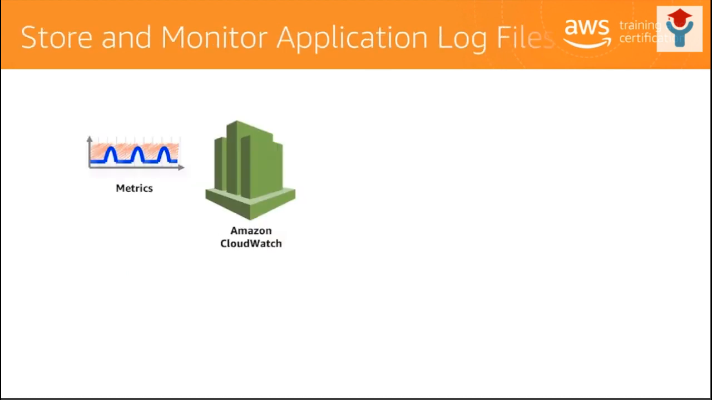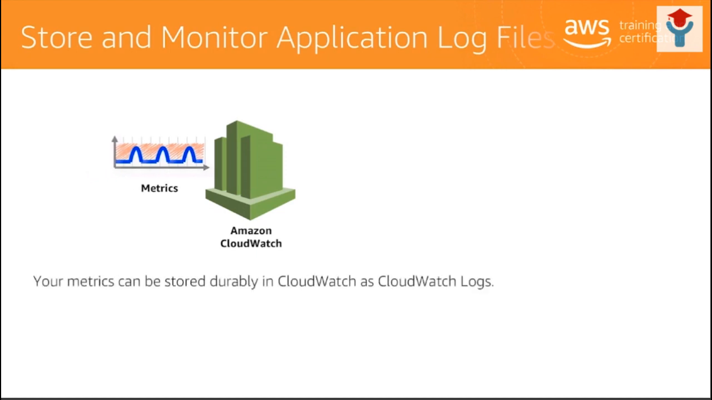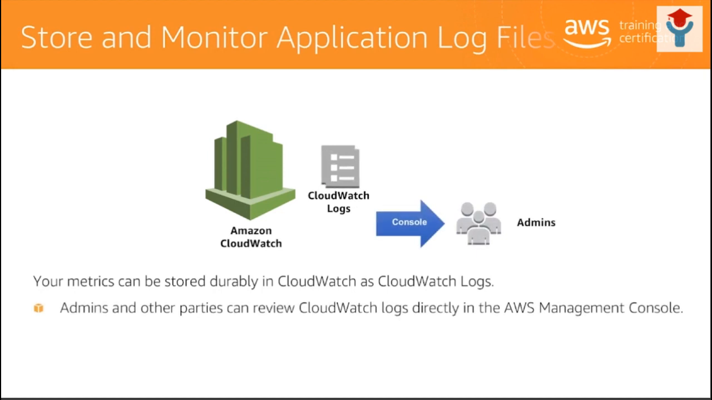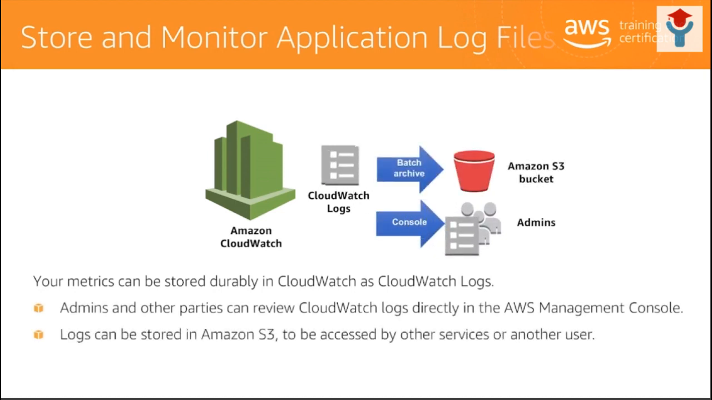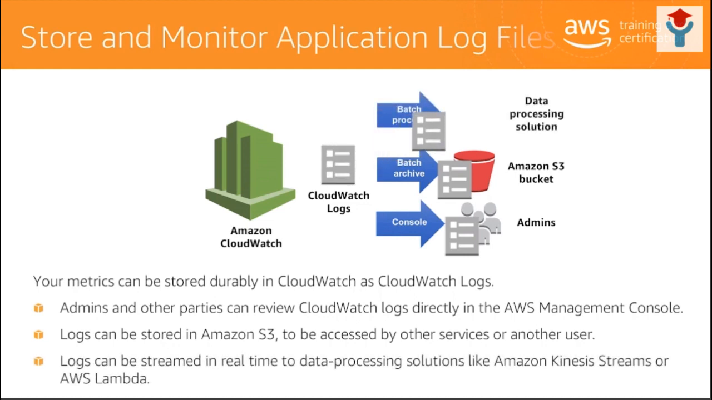Additionally, you can store and monitor your application log files, collect those metrics, and they can be durably stored for a long period of time. They can be visualized by admins through the console, or they can be stored in S3 for access by another service, ingested by another service, or another user or tool. And of course, we can do data processing on that, looking at it through things like a Kinesis stream or AWS Lambda to take further action on that particular metric.